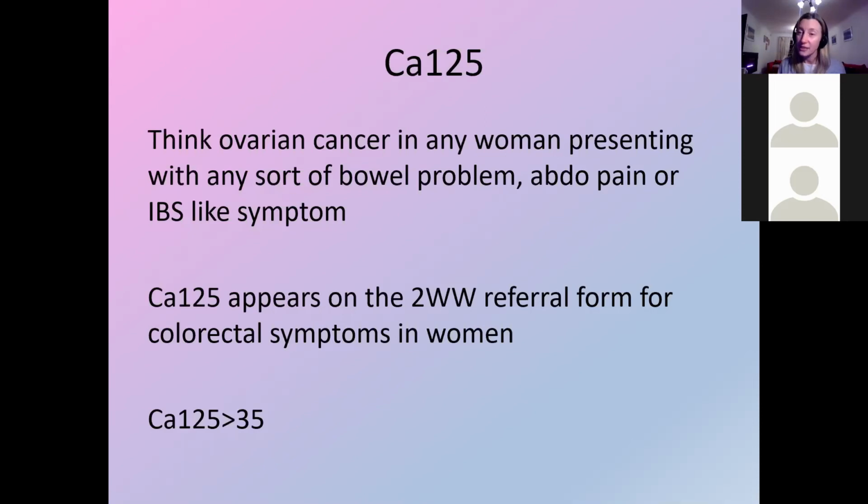And also the other side to that is you can have a woman with ovarian cancer who has a perfectly normal CA125. So it's not a brilliant test, but it's the only test we've got in primary care, and it's the only test we should be doing. We don't need to do any other tumour markers.